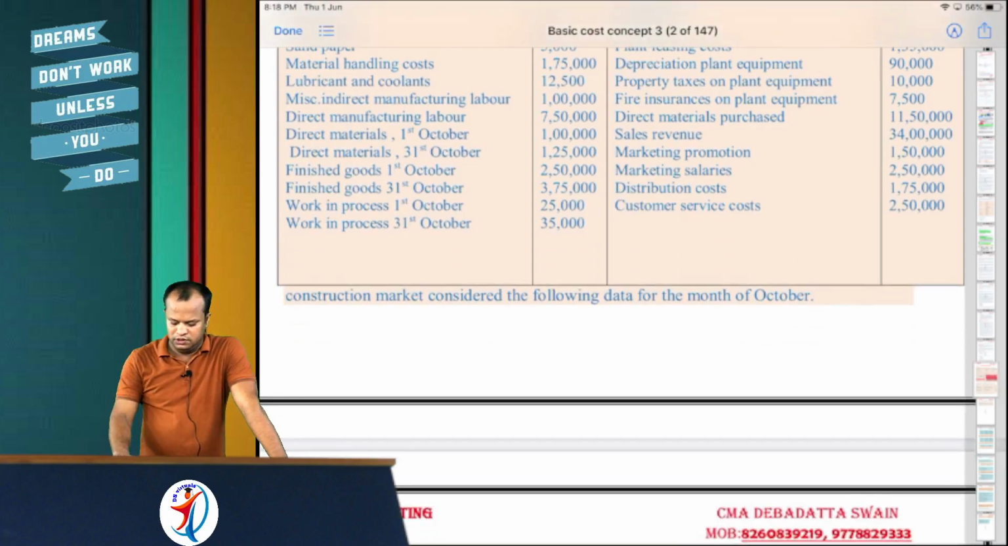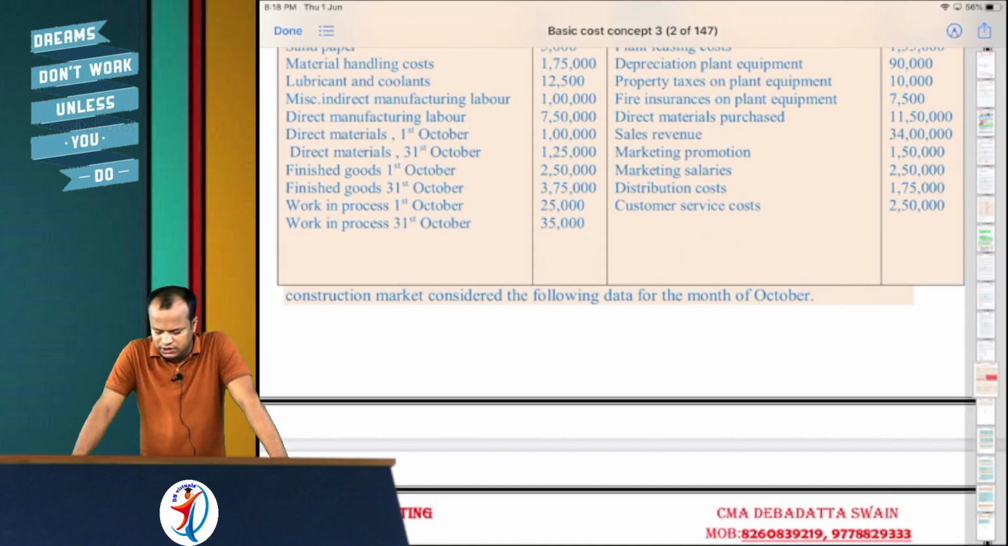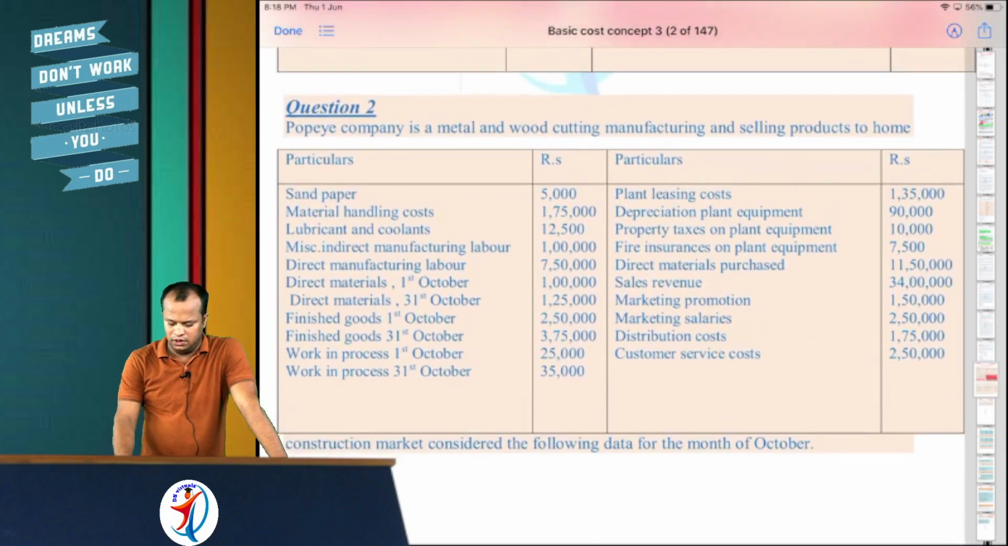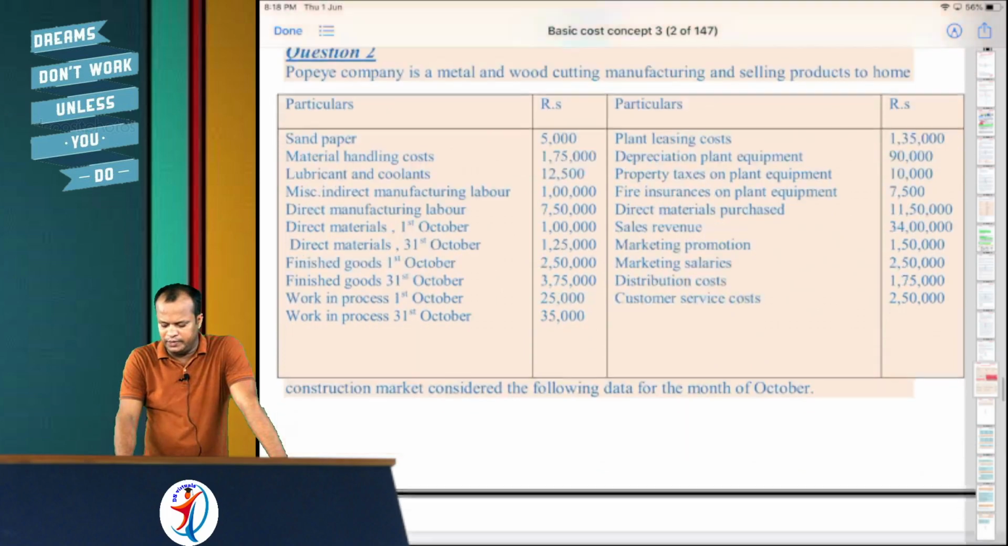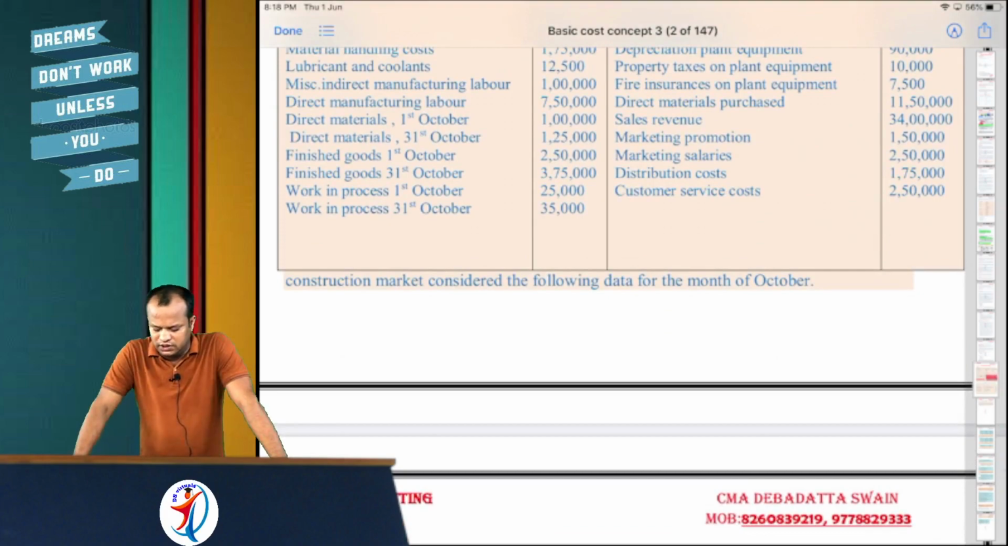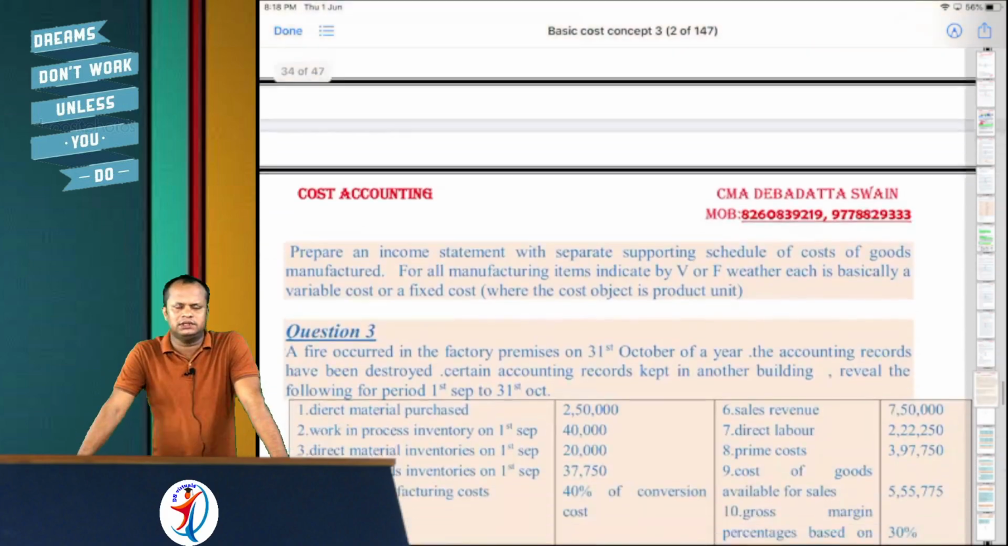Construction market, consider the following data. This is a printing mistake. The line should be: Popeye Company Limited is a metal and wood cutting manufacturing and selling product to home construction market. Consider the following data for the month of October. This is the data for the month of October.